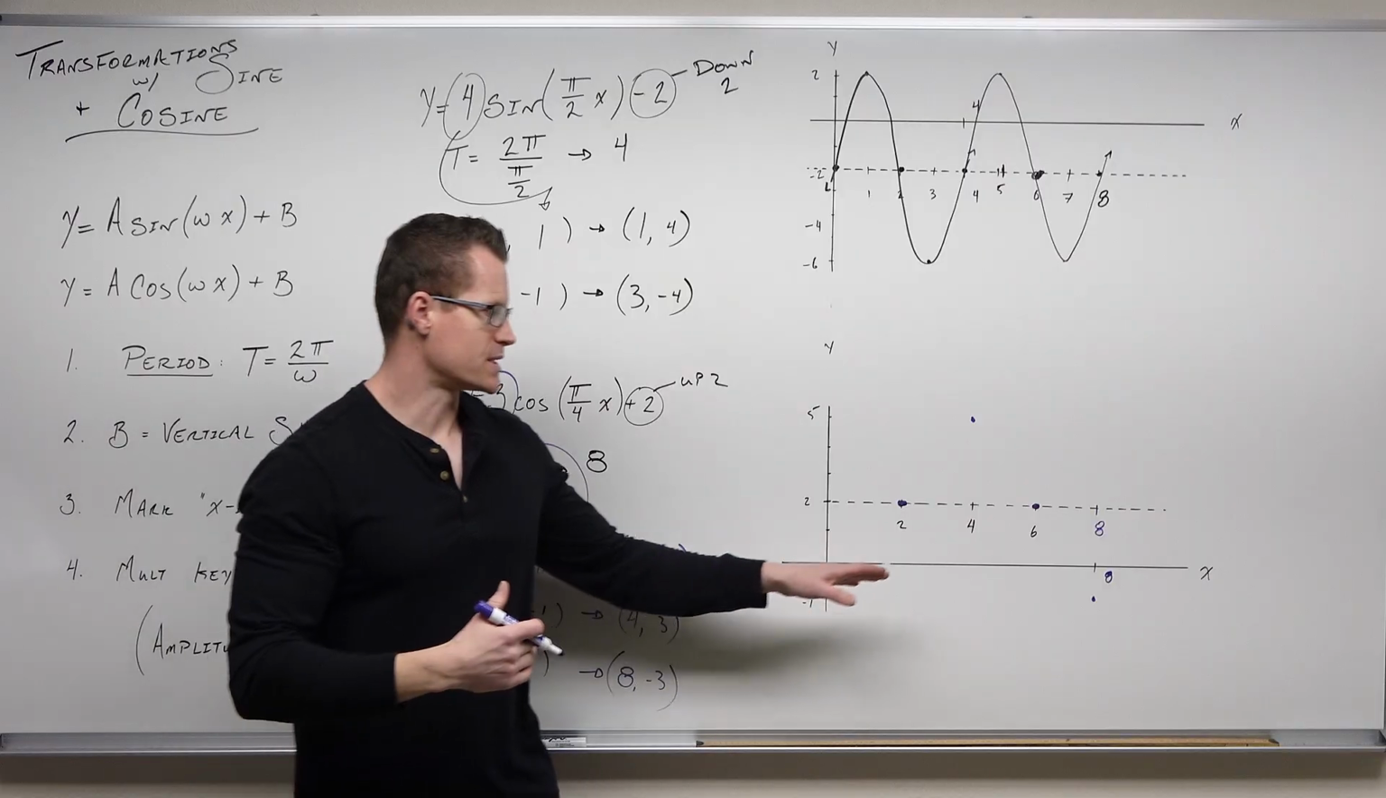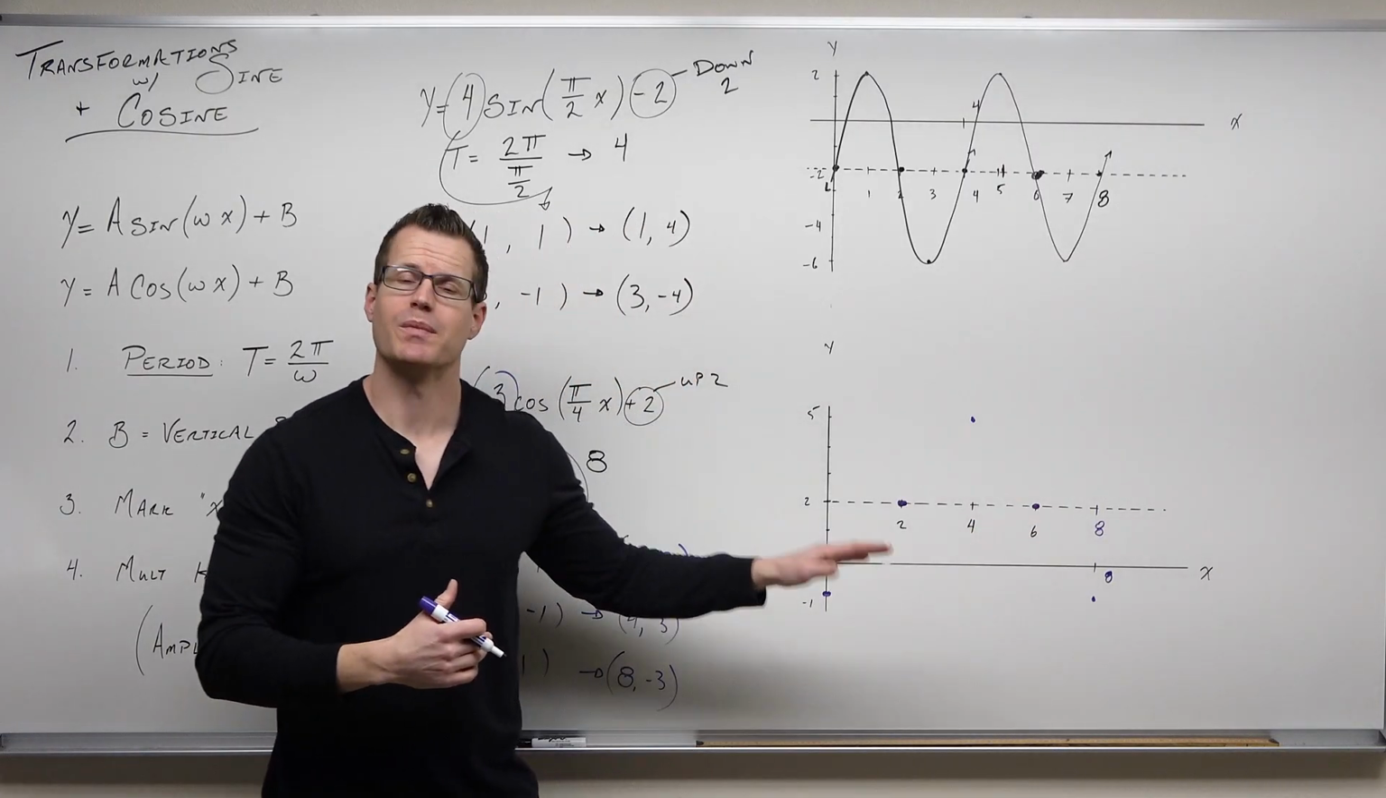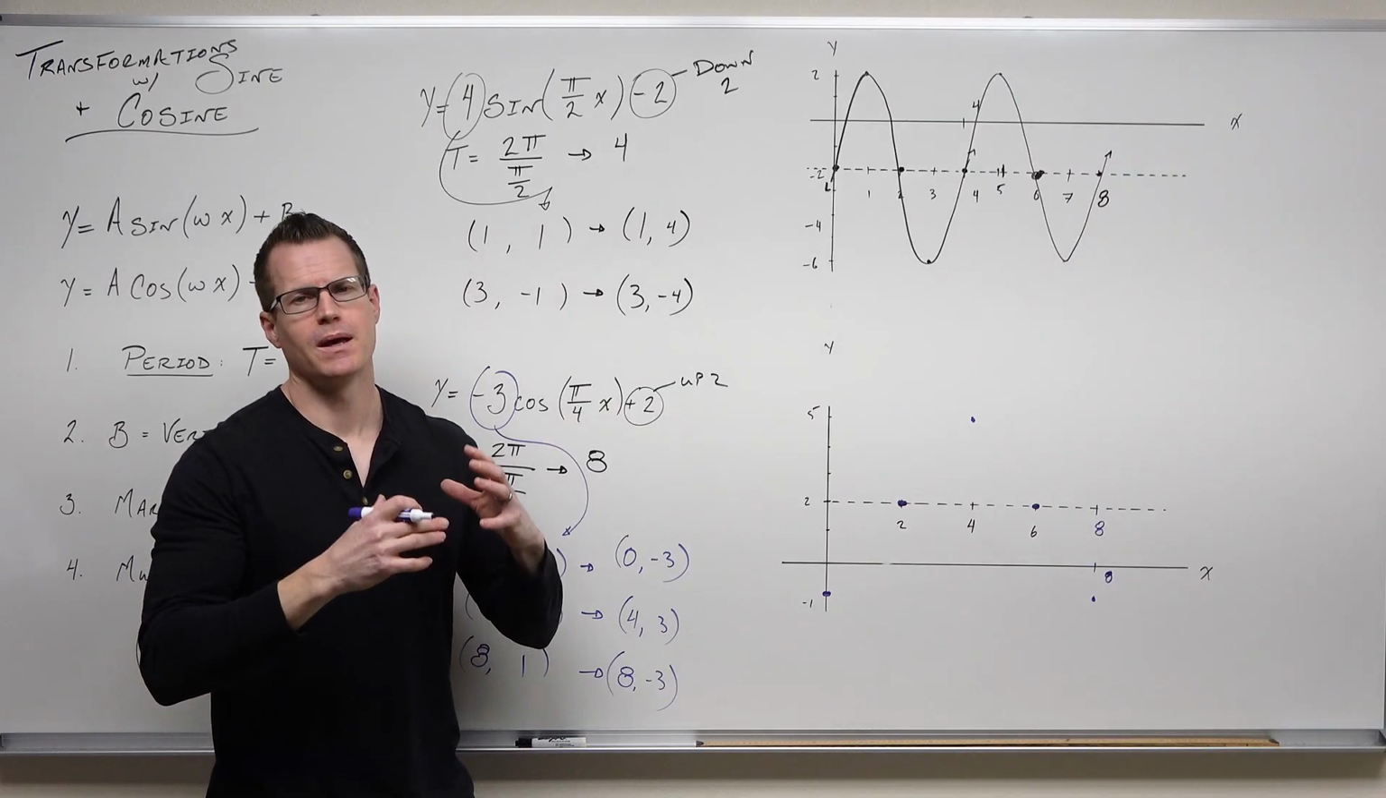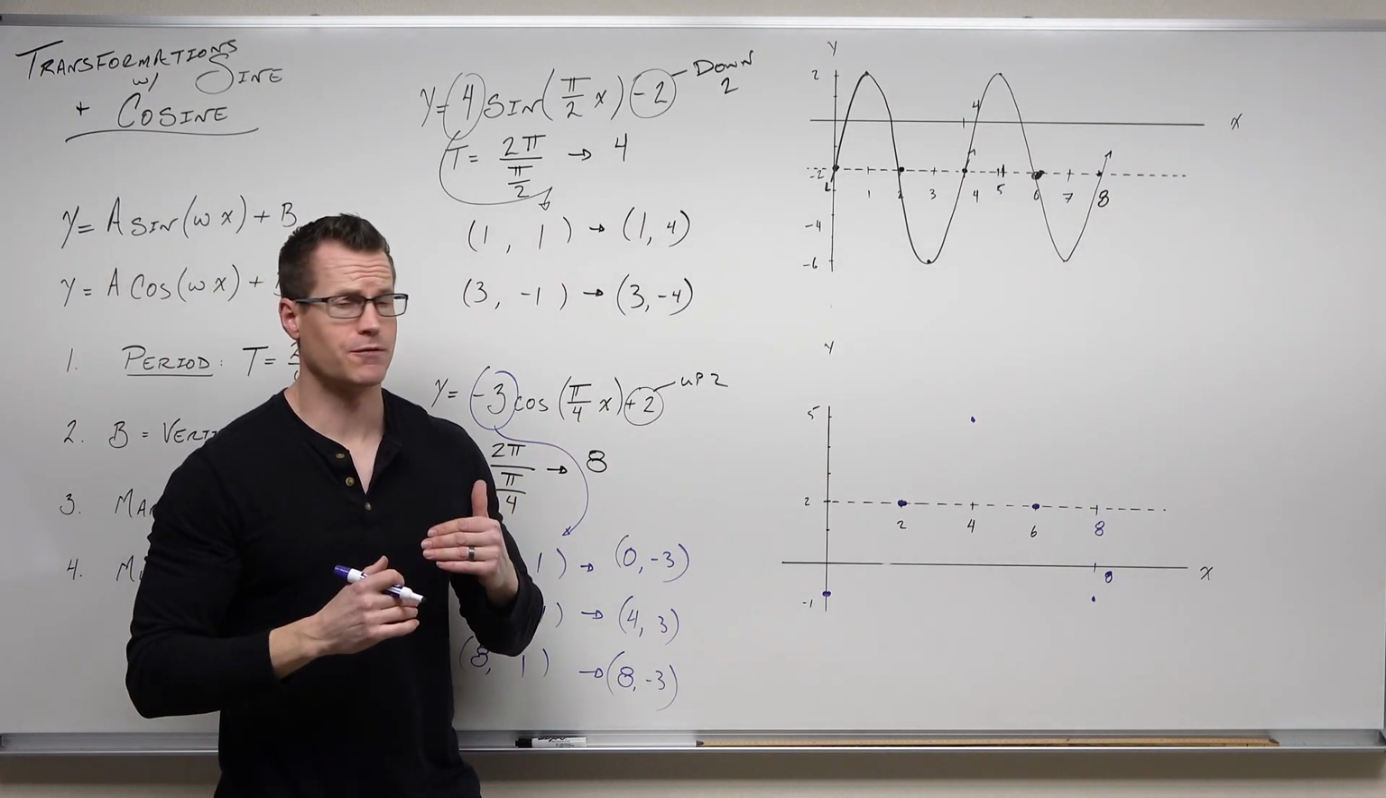Obviously, the point on the graph is not (8, -3), it's (8, -1), but that's because we shifted up 2 units. The point here is to use it in relationship, and you're going to get a very nice graph.